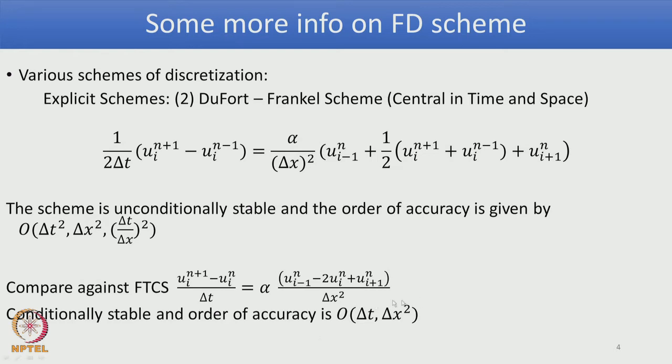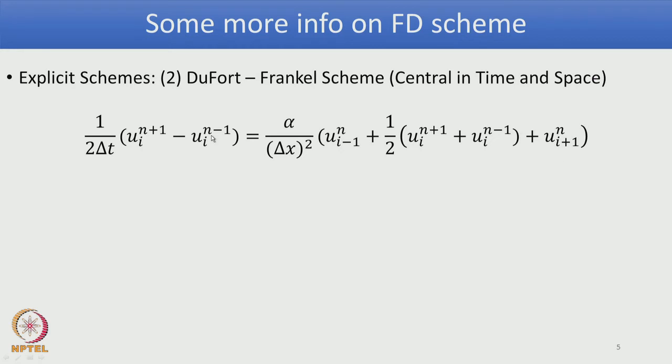There is also a small note to be observed for the same scheme, the Dufort-Frankel scheme, which is central in time and space. If you observe here u of i n plus 1 and u of i n minus 1, when you are starting the calculation, that is at time equal to 0 level, for example, then this quantity, u of i n minus 1, is not available, because you have not done the calculation. When you say n minus 1, it is before 0 and that time it is not available.